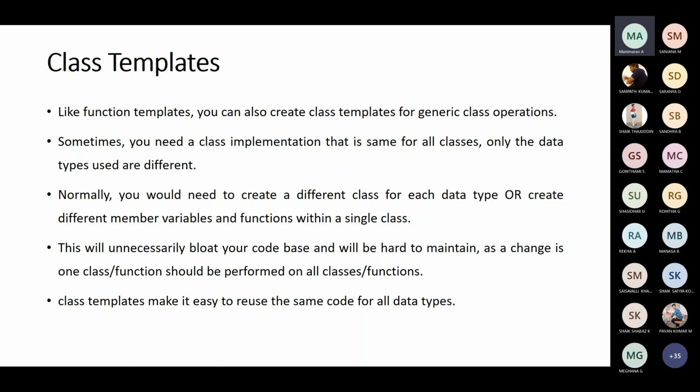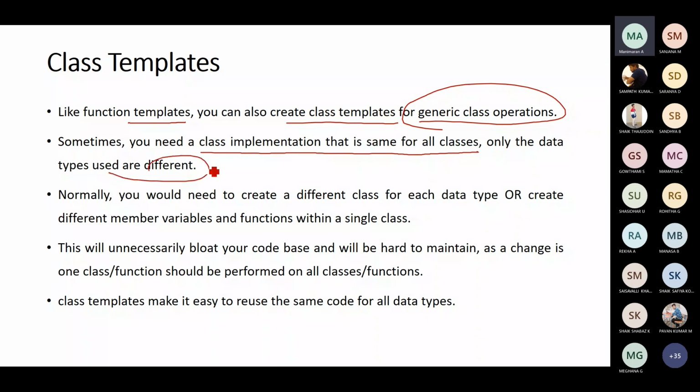Like function template, you can also create a class template for generic class operations. Generic in the sense that we create it only once, and we can use it for multiple data types. So definitely if you write a program using a template, that is a generalized program, it will work for different kinds of data types. So now when we create a class implementation that is the same for all classes, only the data types used are different.